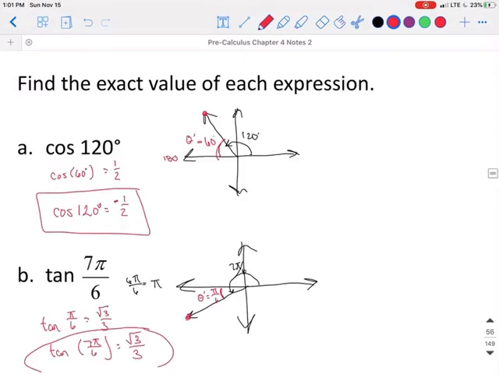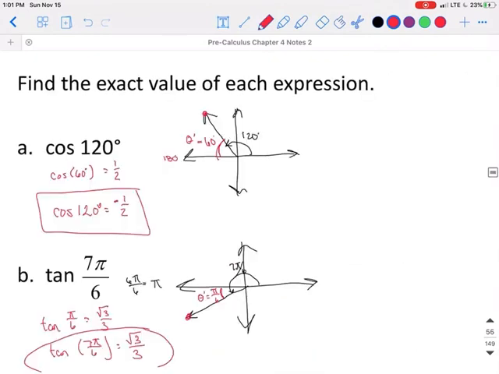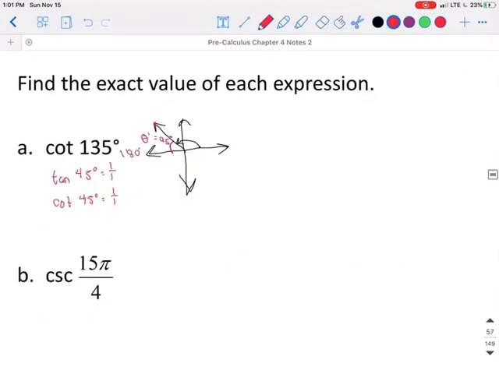Since the terminal side is in quadrant 2, whatever the sign is for tangent would be the same for cotangent. So since tangent in the second quadrant is negative, cotangent in the second quadrant would also be negative. So cotangent of 135 will be negative 1.